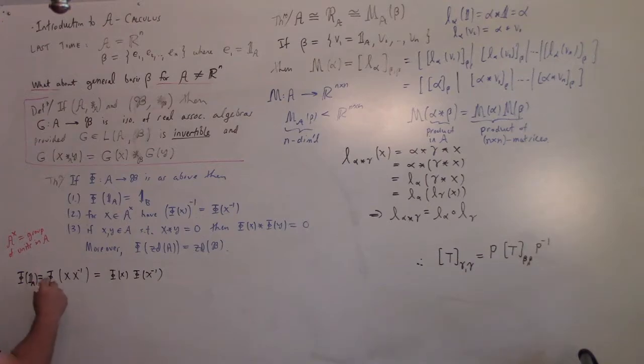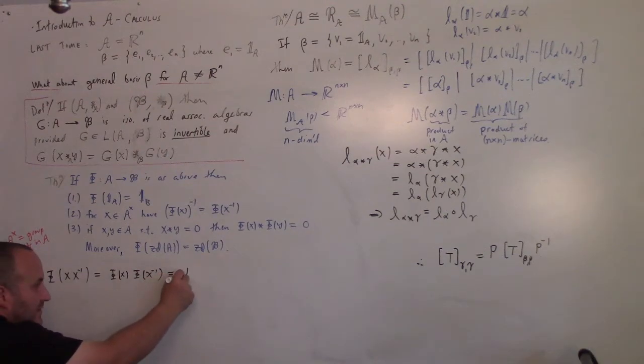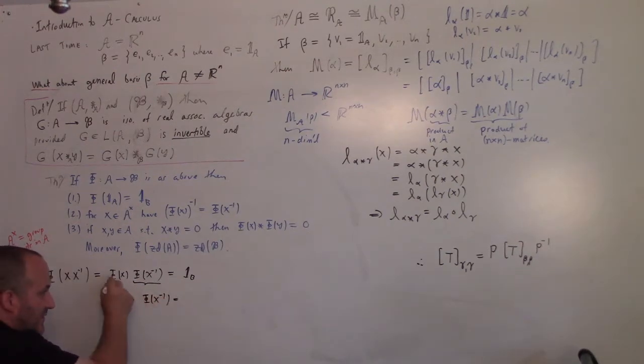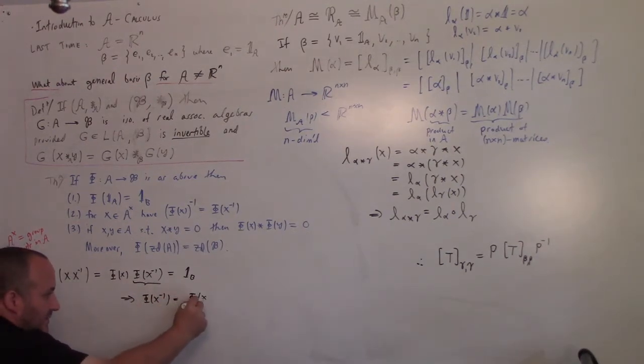Oh, okay, I see what you're saying. But we just got done talking about how that's equal to 1 in B, right? So it would have to move over. Since this times that is equal to that, it follows that phi of x inverse is equal to phi of x inverse.